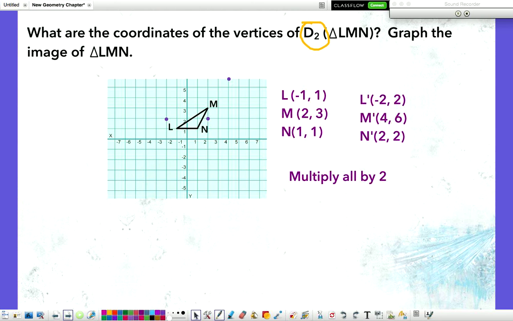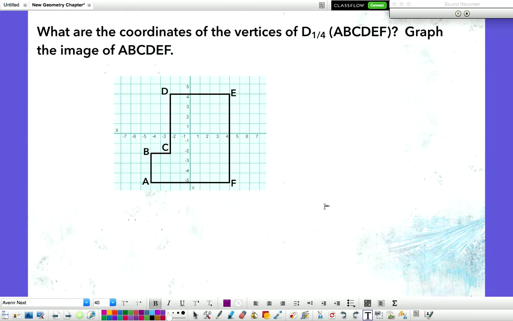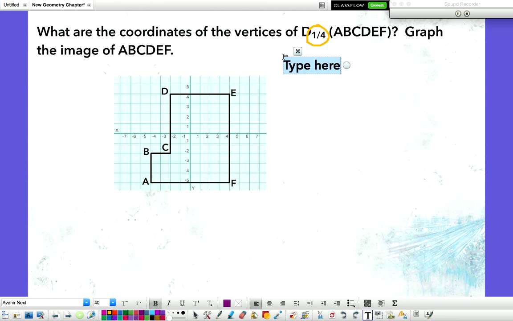Okay, next one. Oh, this one looks tough. Okay, first, let's find the original coordinates. And if you notice here, we're going to divide or multiply by 1/4. So let's get our original coordinates here.